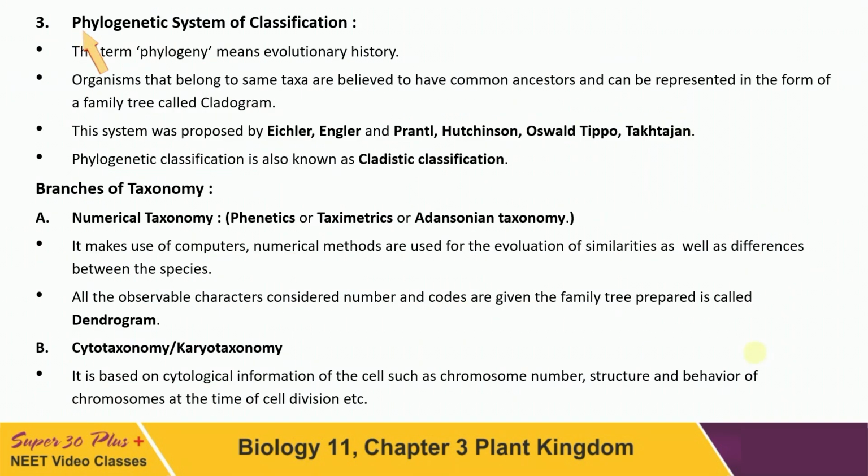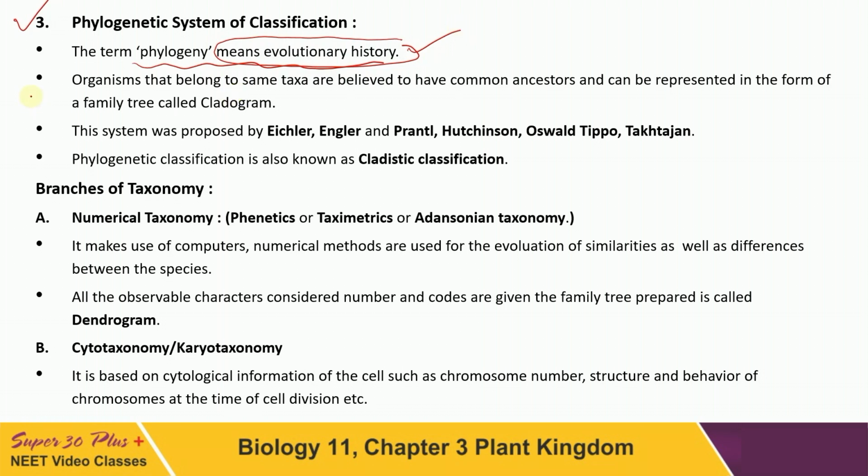The third one is phylogenetic system of classification. Phylogeny, what do we mean by phylogeny? That is evolutionary relationship we have to discuss. We have to establish evolutionary relationship. We have to find out the evolutionary history of an organism.